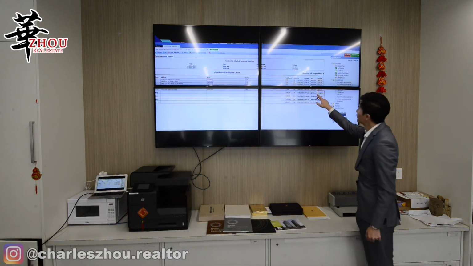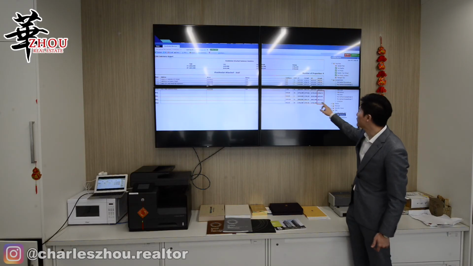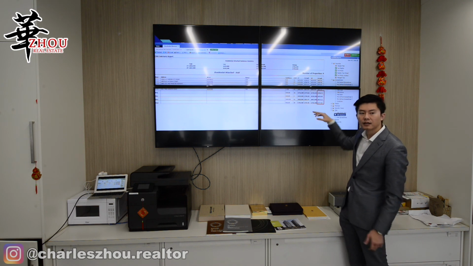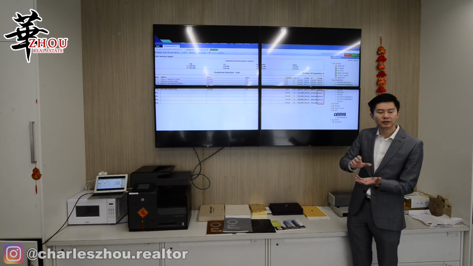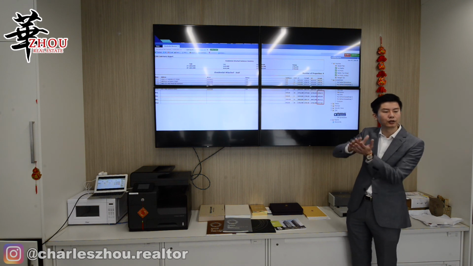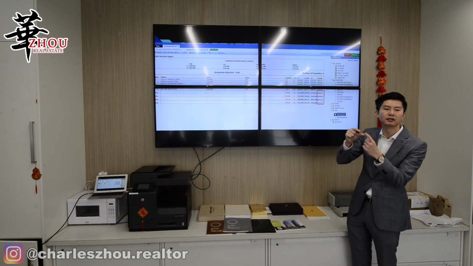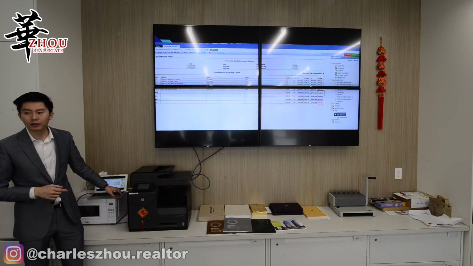The highest sold is 819. Lowest sold is 692. And this is the average, 766 average. And median price means the middle one. For example, the highest one, the second highest one, third highest one, there are a total of 4, right? So they will pick the middle one. It's not the average, it's whatever is in the middle. So you take those numbers and show it to your client.